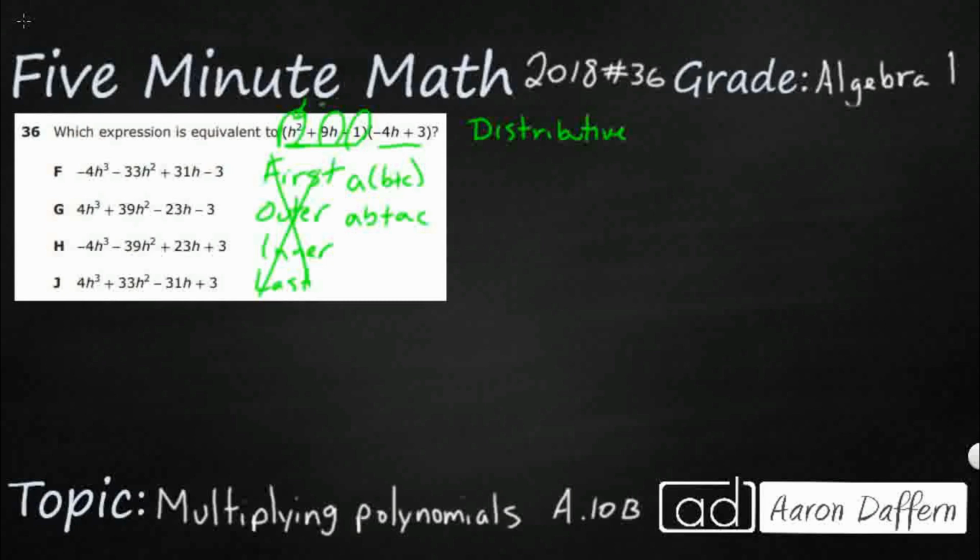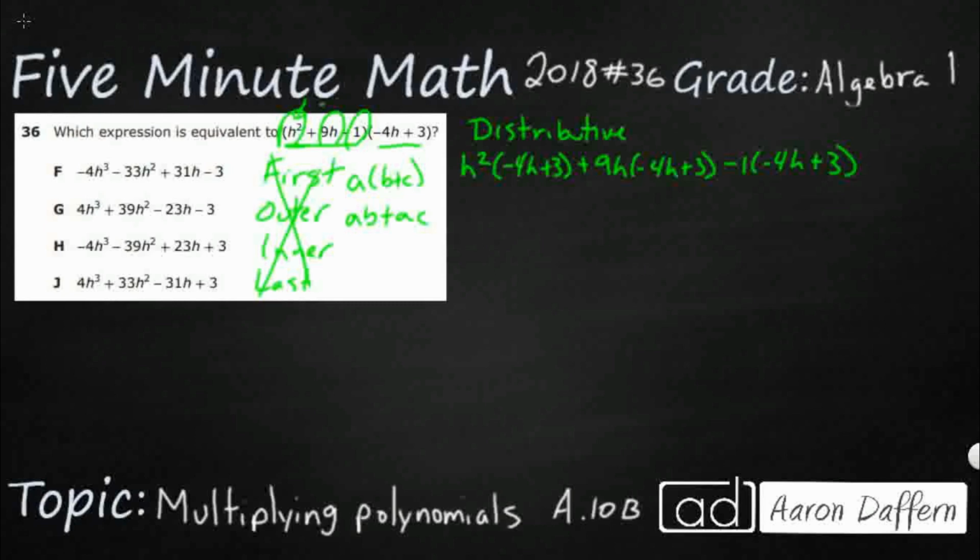So I'm going to take my h squared, multiply it by negative 4h plus 3. My next term is 9h, multiply it by that negative 4h plus 3. Then I'm going to take my minus 1, multiply it by that negative 4h plus 3. That's the distributive property in work. So we need to distribute all of these out, right? And then we're going to need to combine like terms.